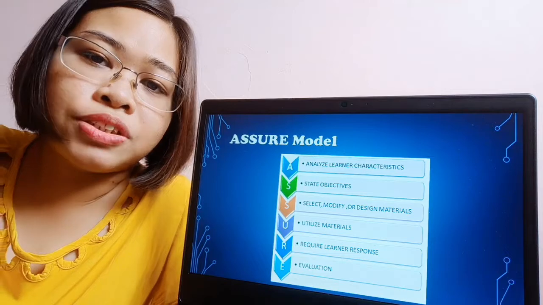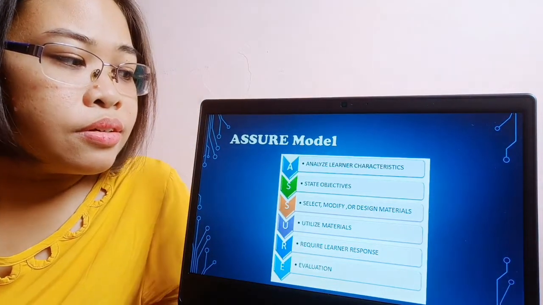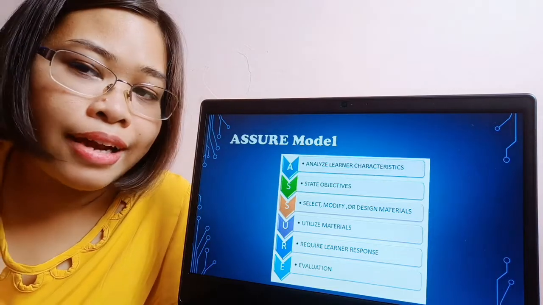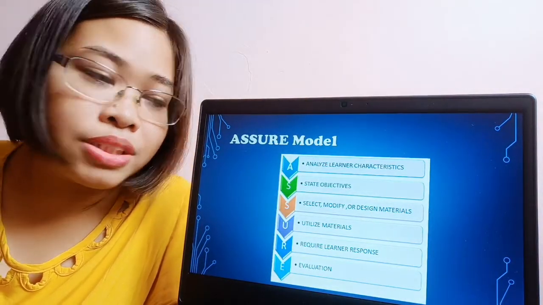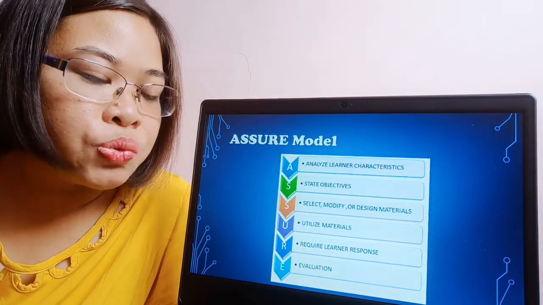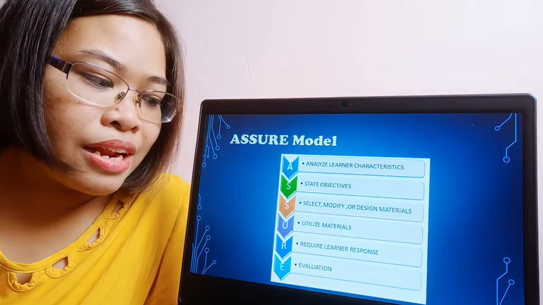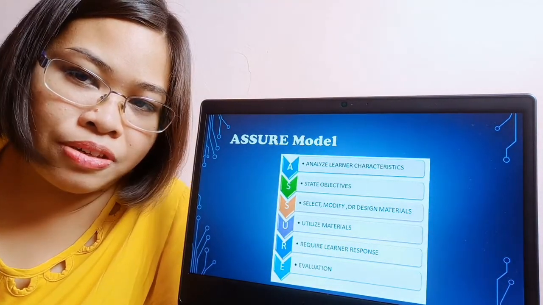Another instructional design model is the ASSURE model, which stands for A, Analyze learner characteristics; S, State objectives; S, Select, modify, or design materials; U, Utilize materials; R, Require learner response; and the last is the evaluation.